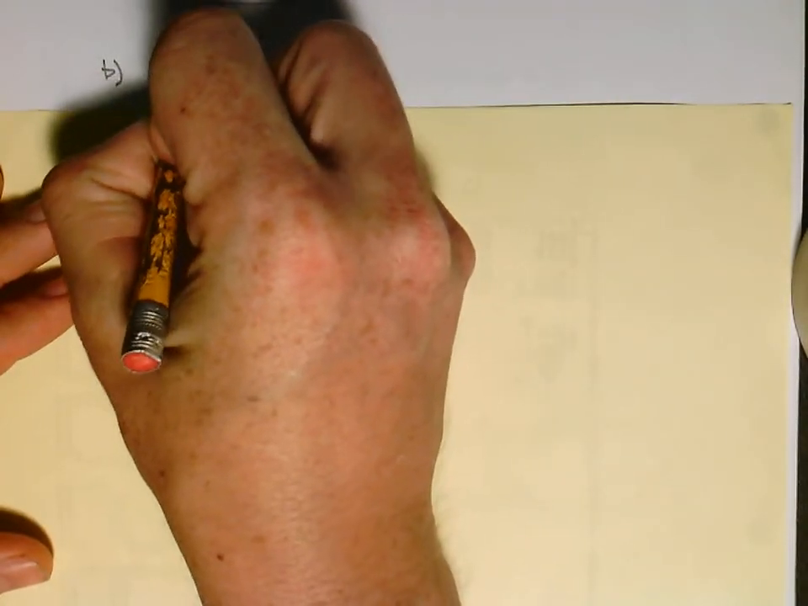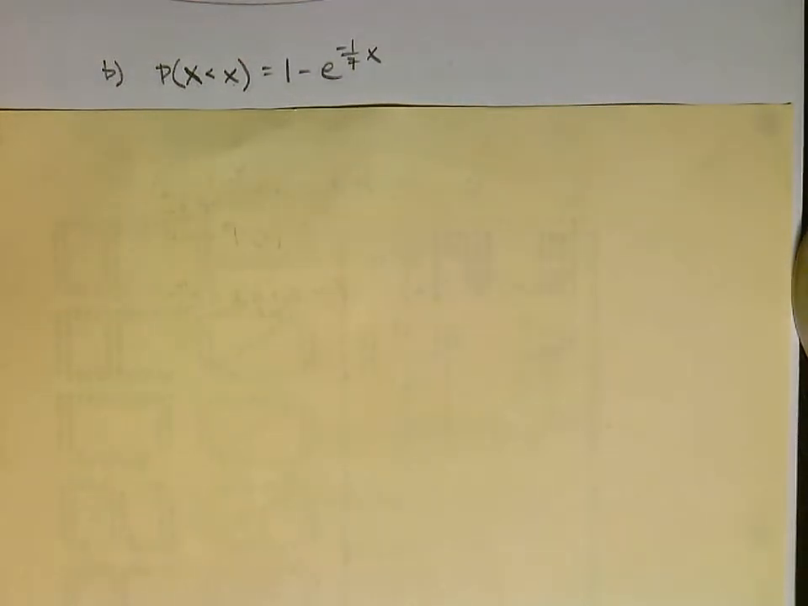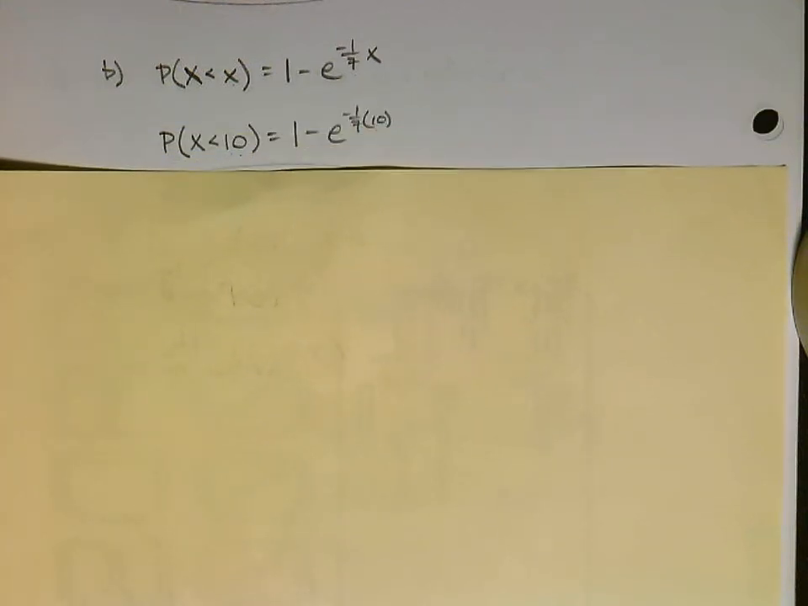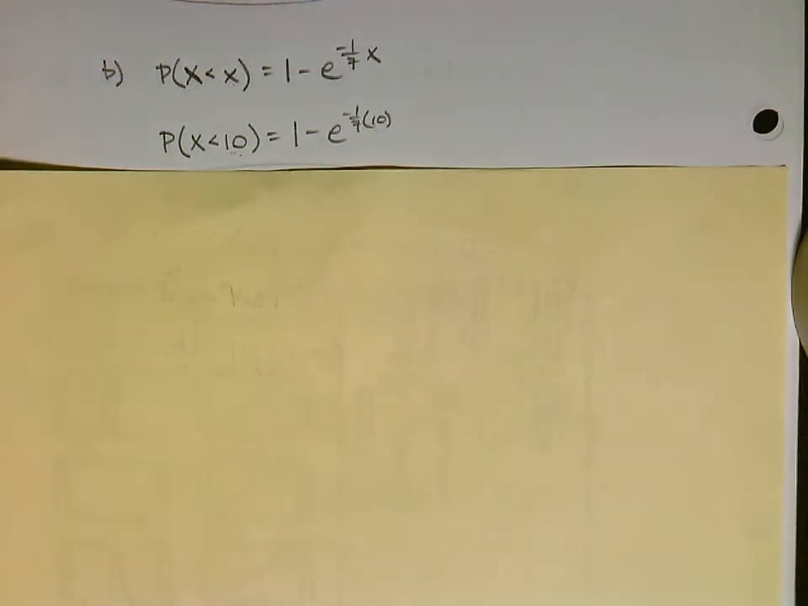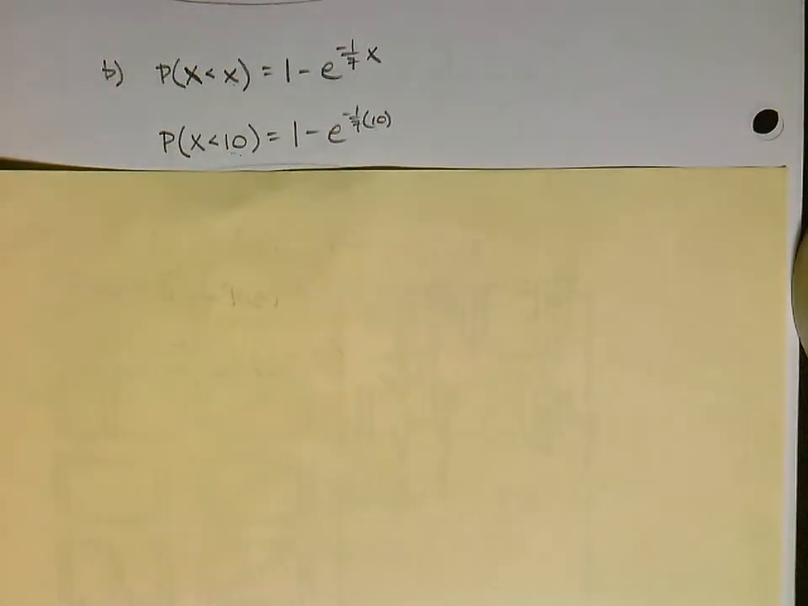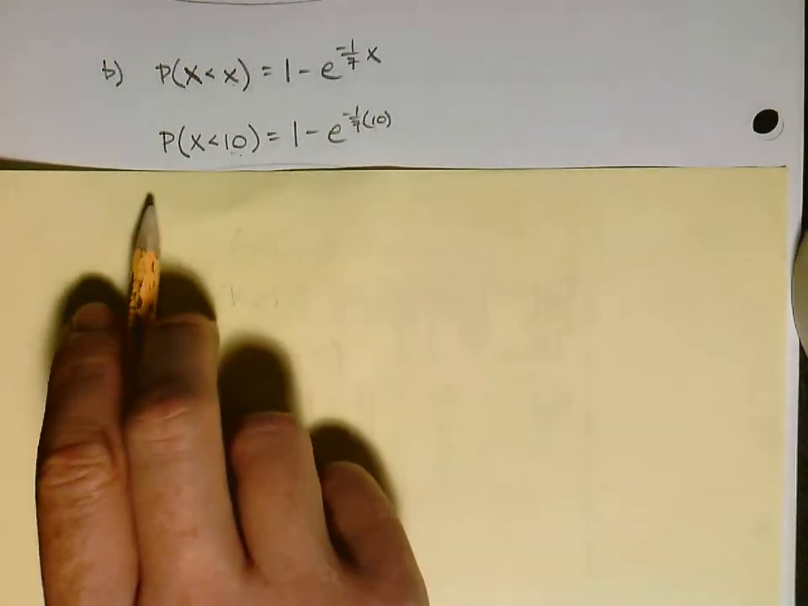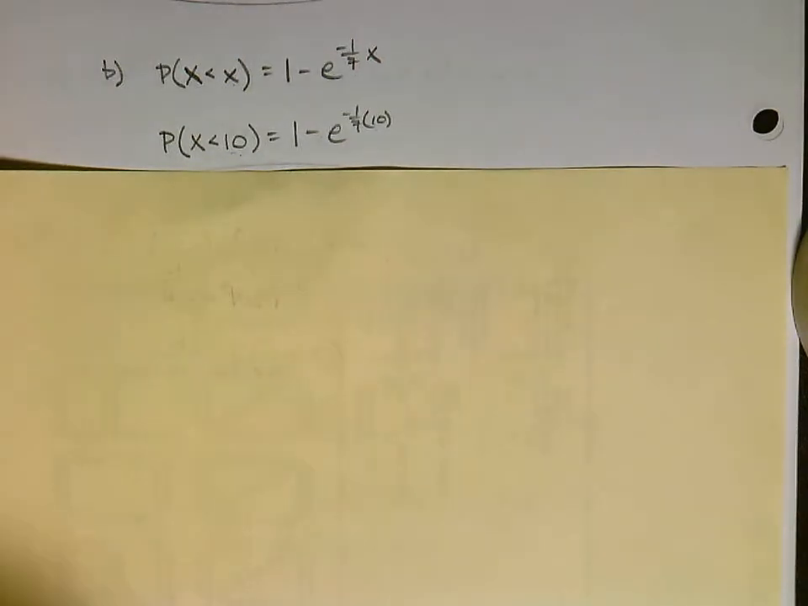Okay, so this is probability, capital X less than little x. And at this point, I'm just filling in the mu as 7. But if we want it up to 10 minutes, then we're going to put in 10 there for the little x, which means we put in a 10 for the x in the formula. And this is going to calculate the probability of all the x values that are less than 10, or up to 10, you might say.